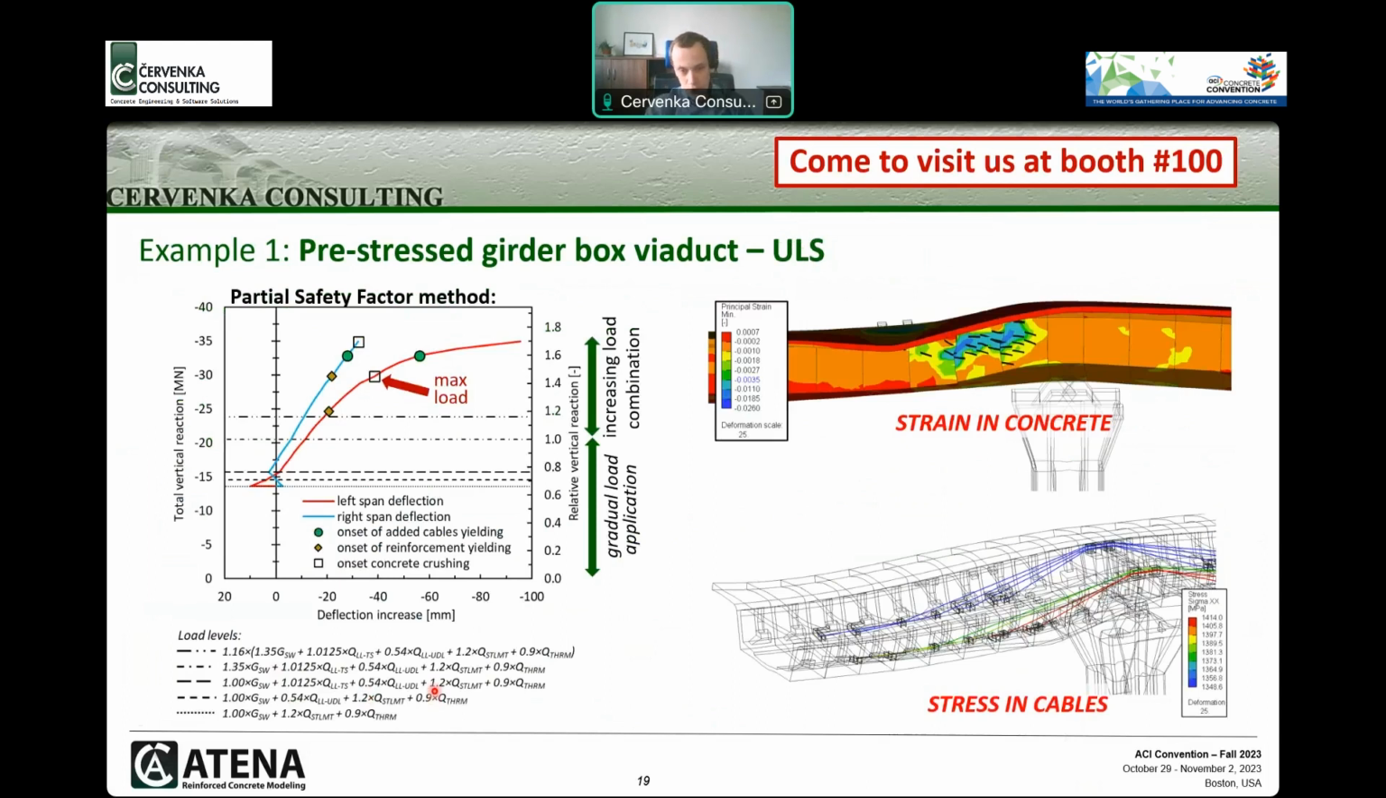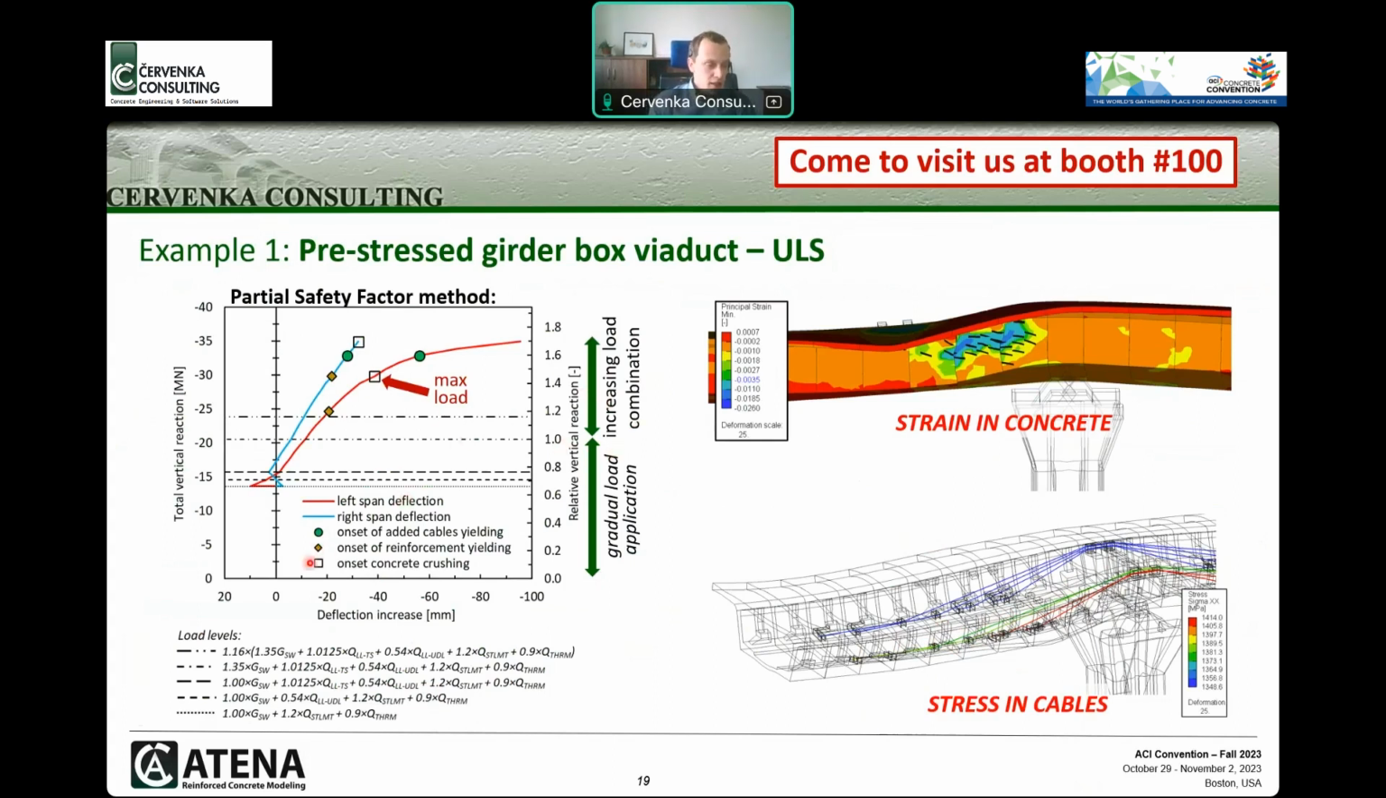So we also simulated this in order to estimate how they will be beneficial and how they will impact both the ultimate load-bearing capacity and the crack width. So here you can see the strengthening. It was in form of additional pre-stressing cables in the girder box, and here you can see the obtained results in form of a load displacement diagram.